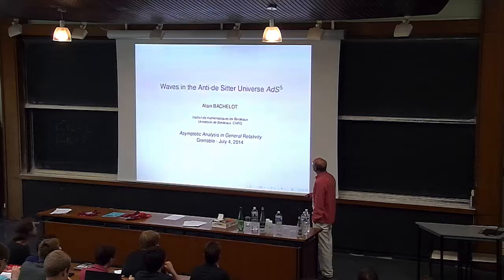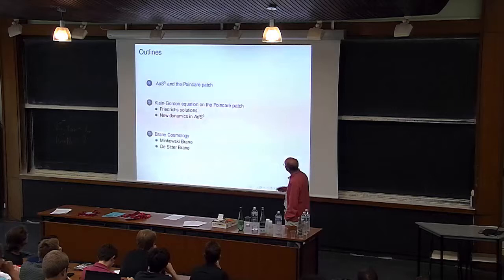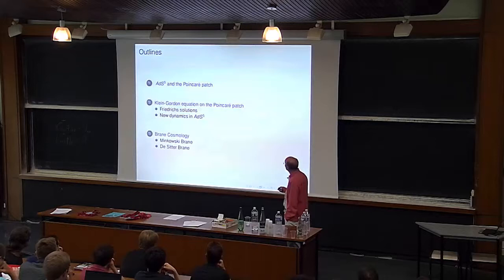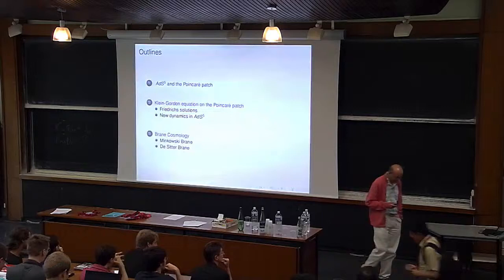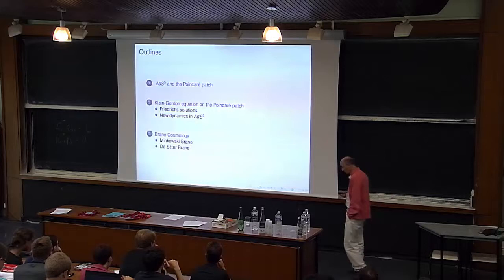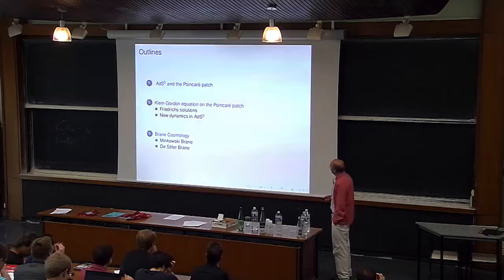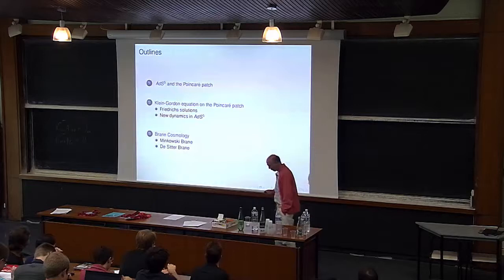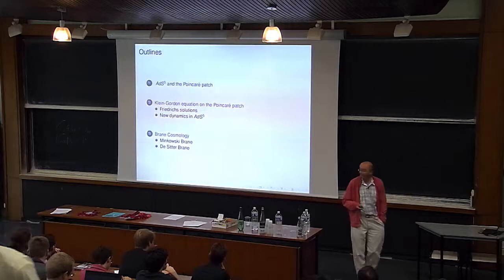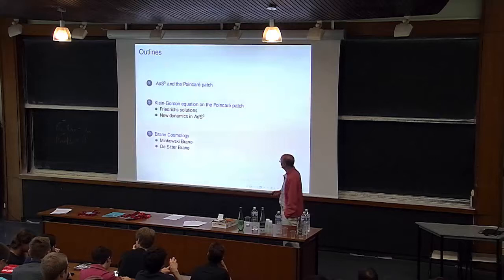This talk has several parts. I mainly want to discuss the Klein-Gordon equation in anti-de Sitter spacetime. In particular, I want to investigate the role of the conformal boundary of the universe and discuss some issues concerning the physics on this boundary, in particular the holographic principle. The last part is devoted to brane cosmology, and I want to prove some results on the linear stability for some cosmological models, mainly the Minkowski brane and the moving brane, more especially the de Sitter brane.